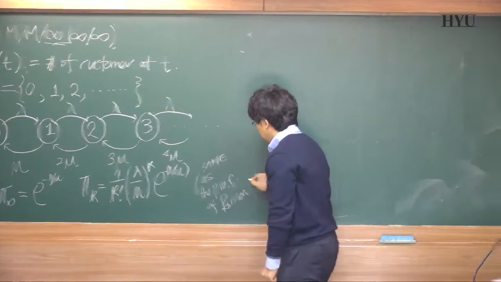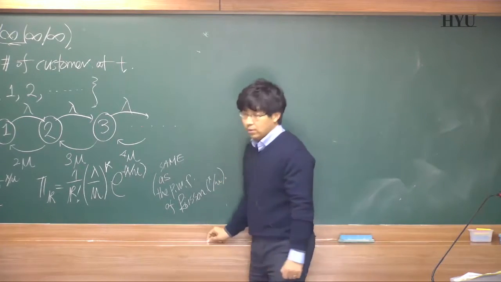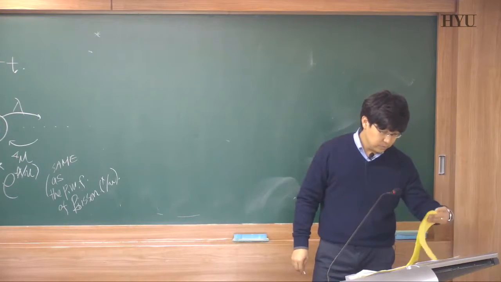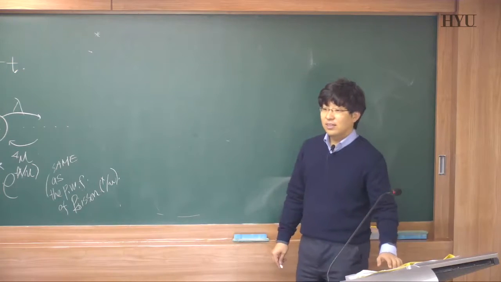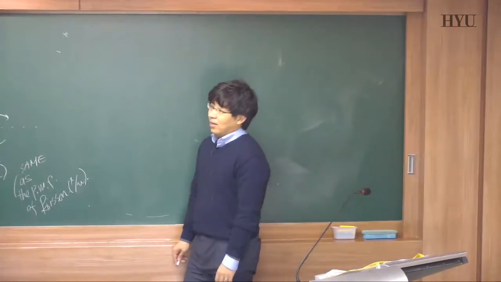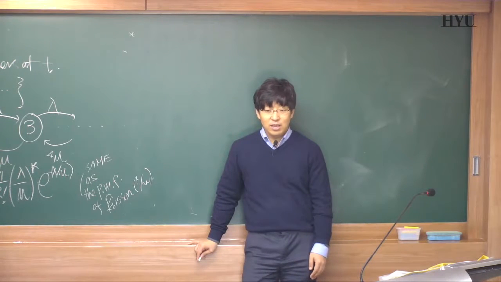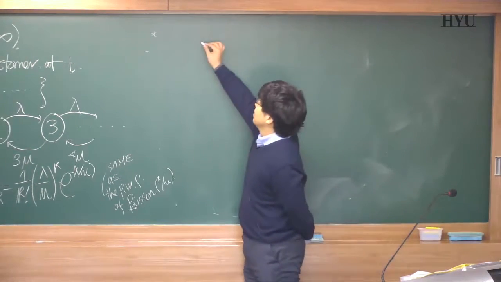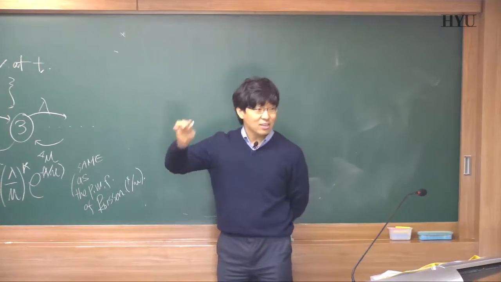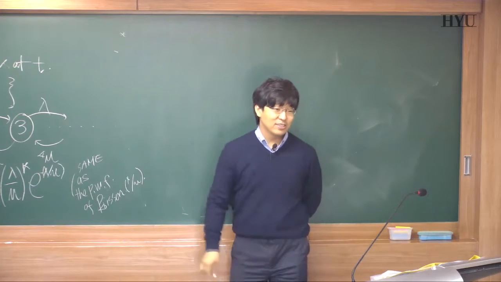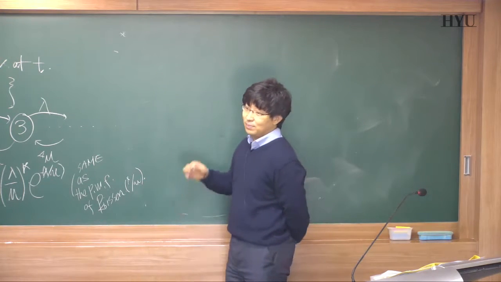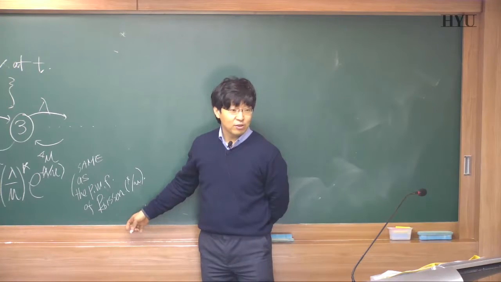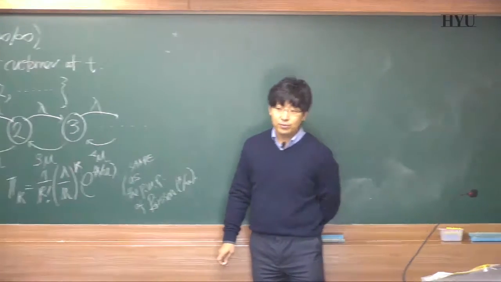Poisson random variable with lambda over mu. Okay. Then can you calculate the long run average number of customers? What do you think? Yes. Can you calculate it instantly? Yes, lambda over mu. Because this one is exactly the same as the expected value of Poisson, lambda over mu. Right?